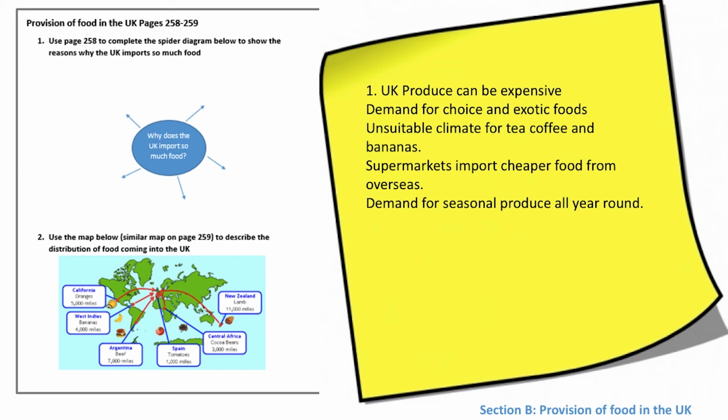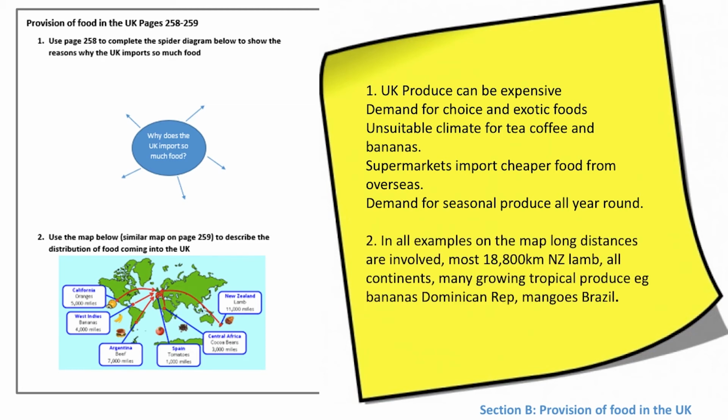Equally, supermarkets import cheaper food from overseas. So not only does the climate help the produce to grow cheaper, but the land that they're growing it on is cheaper and more extensive sometimes, and that makes the product cheaper itself. And also labour, to farm those goods and to harvest those goods, it's often cheaper to import it and pay the import costs than it is to pay workers in the United Kingdom to do that work for us. So lots of different reasons as to why we import so much of our food.